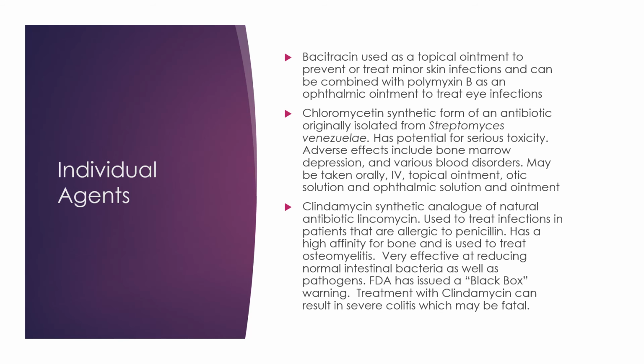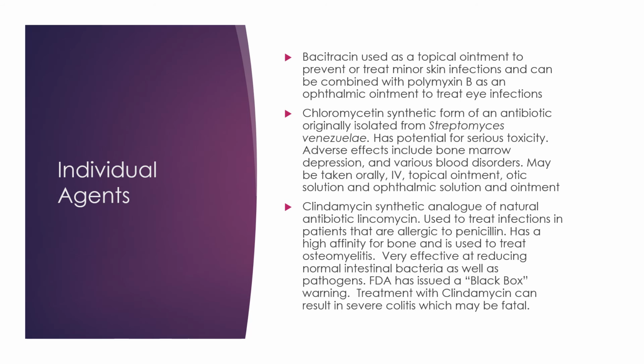Then we have a few individual agents. Your book lists quite a few of them. I tried to pick out just the ones that are most commonly used in surgery. So we have bacitracin, which is used as a topical ointment to prevent and treat minor skin infections. It can be combined with polymyxin B as an ophthalmic ointment to treat eye infections as well. However, most commonly in the surgical suite, we're using it once the wound is closed. We will put some bacitracin ointment over the wound before we put the dressing on.